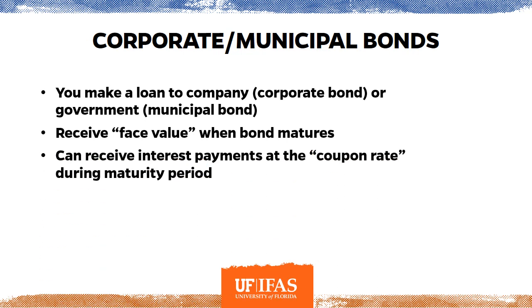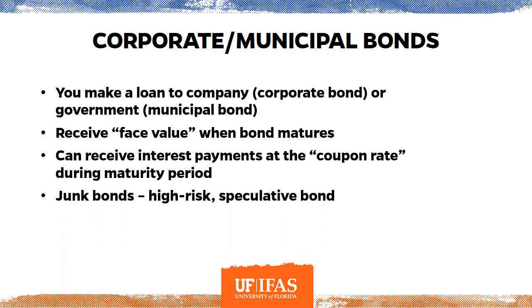You can receive interest payments at what they call a coupon rate during the maturity period. So say it's a 20-year bond because the city thinks it's going to take 20 years to pay back the building of that bridge. Over that 20-year period, you may receive interest payments, those dividends from that bond. So it could provide some current income while you're waiting for it to mature and get your money back out of that bond. And you might have heard of junk bonds.